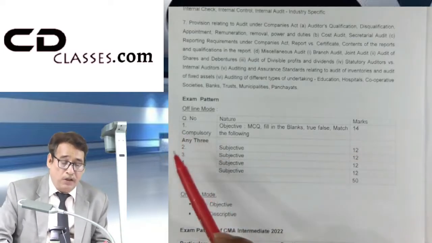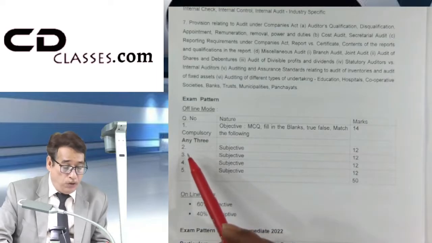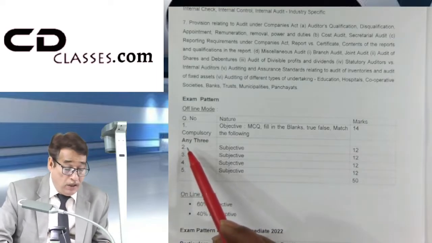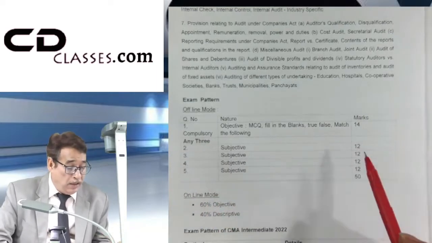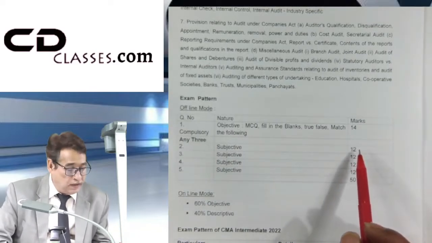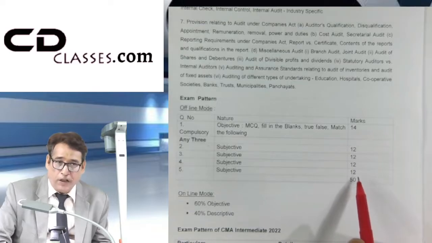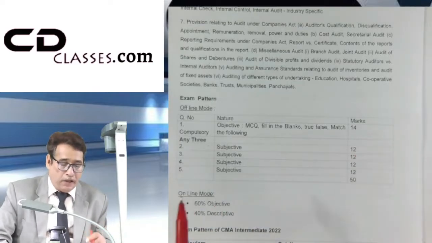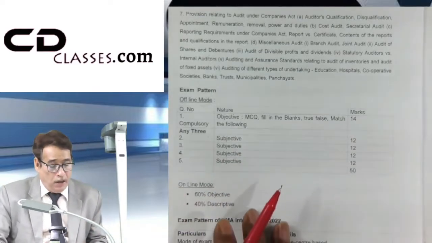After the first question, there were 4 more questions, and you needed to do only 3 questions. And each question used to carry 12 marks. So 3 into 12 will become 36. 36 plus 14 will comprise 50. Now, this is the earlier pattern, that is the offline mode pattern.